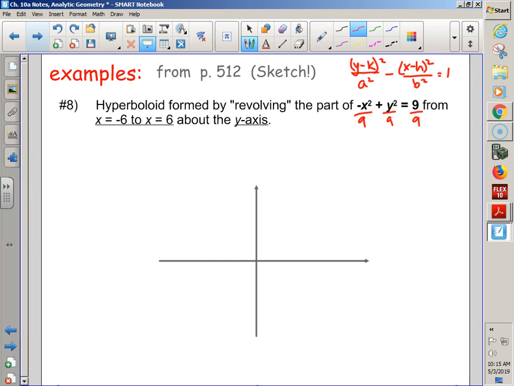So this is going to be y squared over 9 minus x squared over 9 equals 1. This would totally be a circle if it was plus, but it's minus. So never mind, not a circle. Where's my center? 0, 0. You guys are tracking with that too?